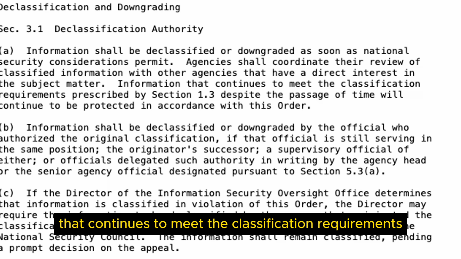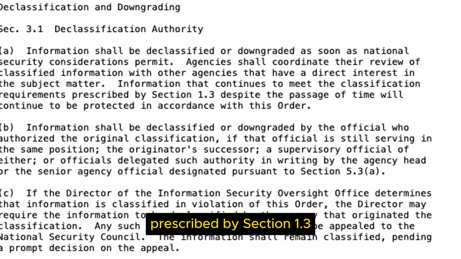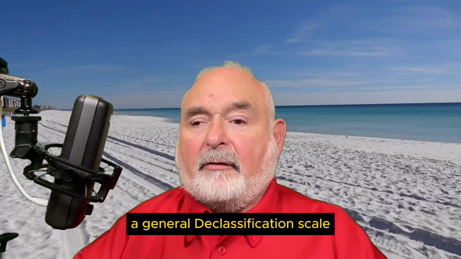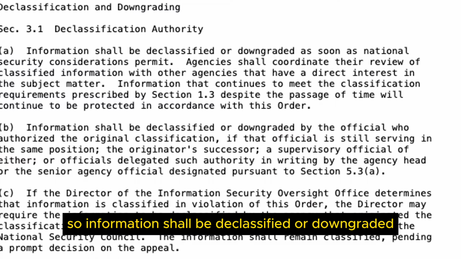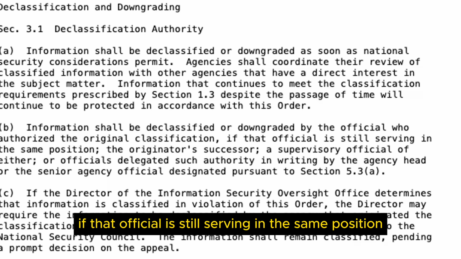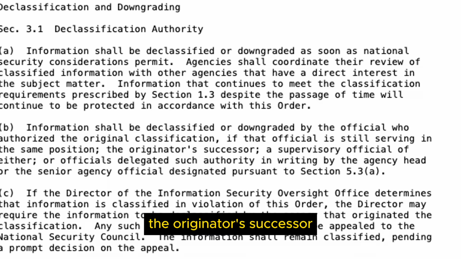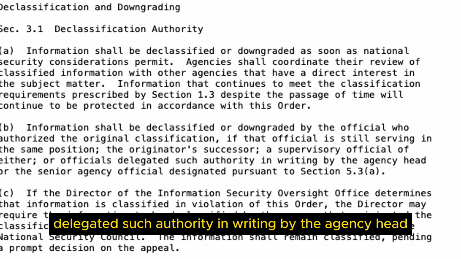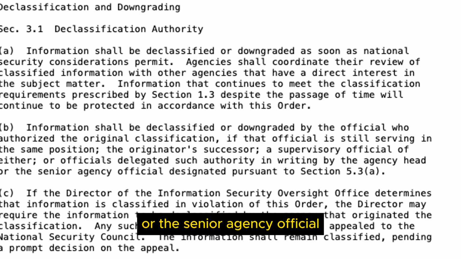Information that continues to meet the classification requirements prescribed by Section 1.3 despite the passage of time will continue to be protected in accordance with this order. Now, this is interesting because there used to be something called a general declassification scale. So information shall be declassified or downgraded by the official who authorized the original classification if that official is still serving in the same position, the originator's successor, a supervisory official of either, or officials delegated such authority in writing by the agency head or the senior agency official designated pursuant to this order.